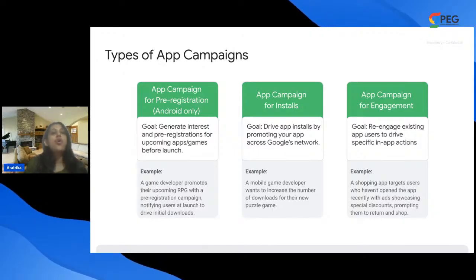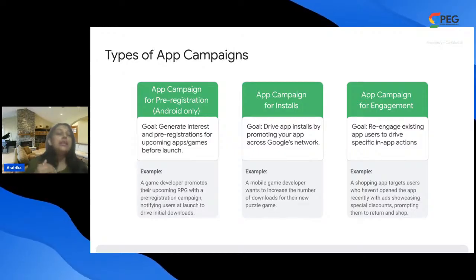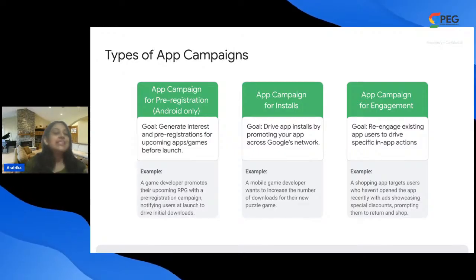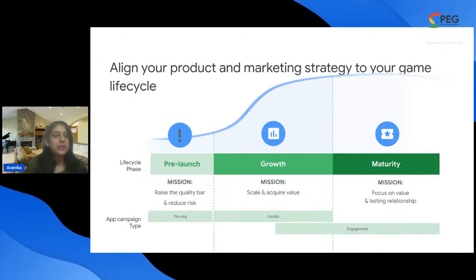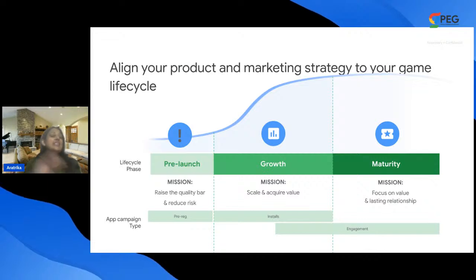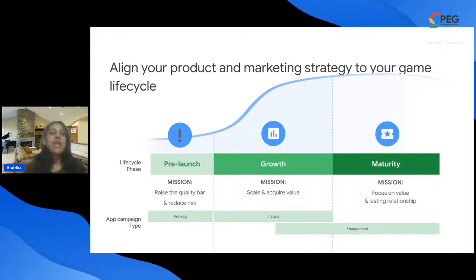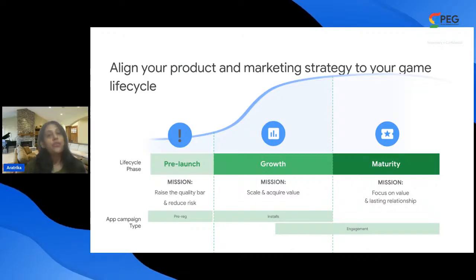All these campaign types will cater to different needs and different stages of the entire app journey. Based on the objective of the advertiser, what the advertiser is actually looking for, the advertiser can select the campaign type, whether it's for pre-registration, app campaign for installs, or engagement. As I said, all these three app campaign types will cater to different stages of the entire app life cycle.